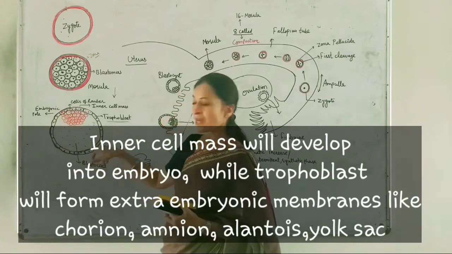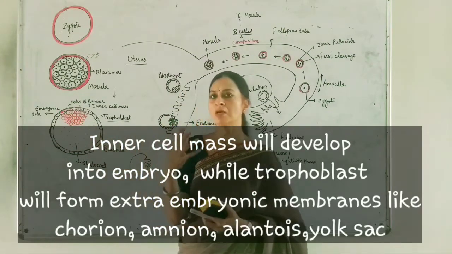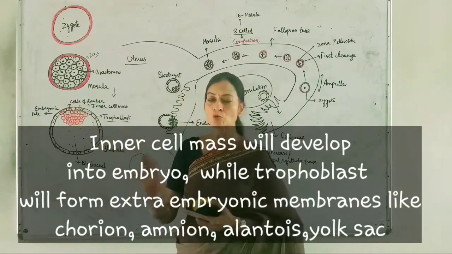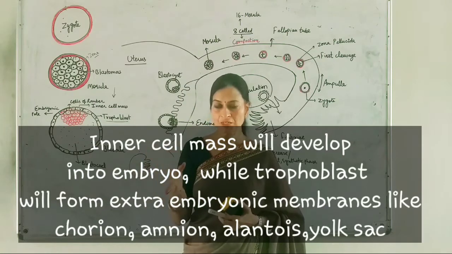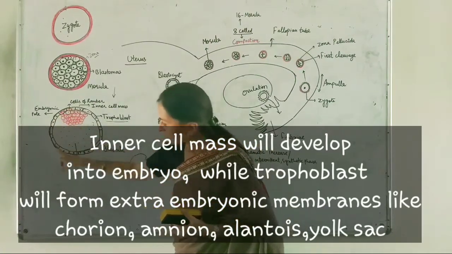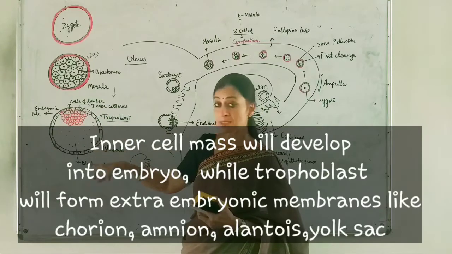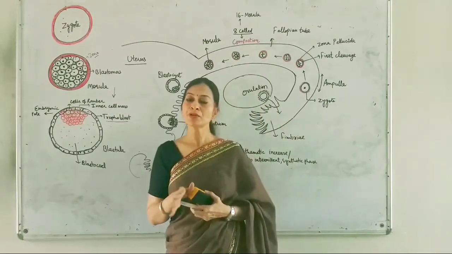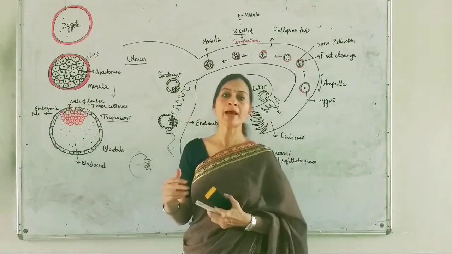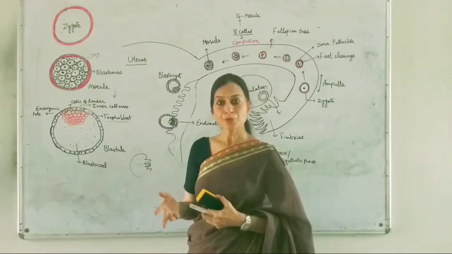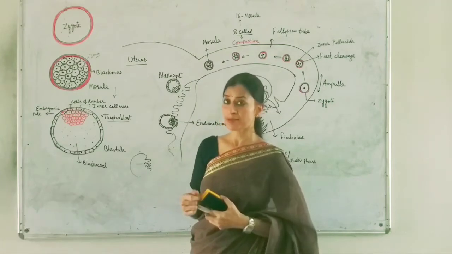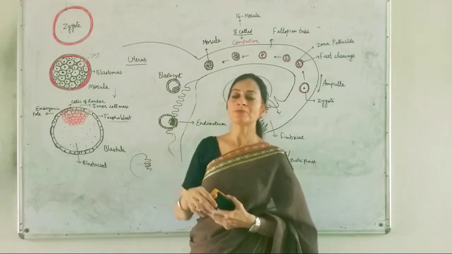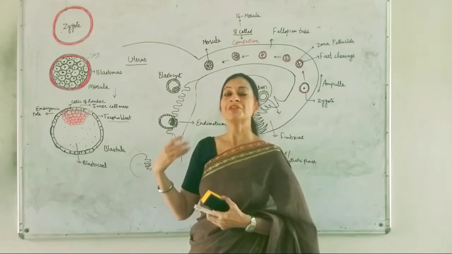This complete blastocyst, which has near about 100 cells, all the cells are not going to participate in formation of the fetus. So what is the role of these layers? What is the role of trophoblast? Trophoblast is going to form 4 extra embryonic membranes. They are chorion, allantois, amnion, and the yolk sac. The 4 extra embryonic membranes will be developed, which will also help in fetal development.